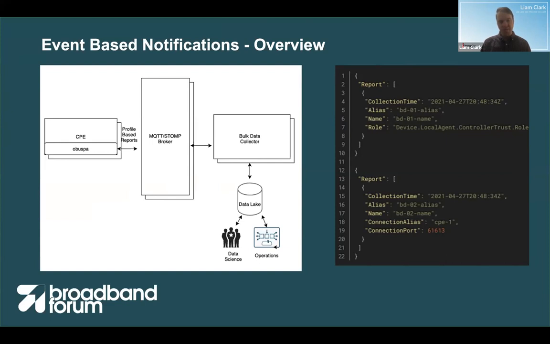Now, as I was mentioning from the bulk data HTTP, you normally would have some sort of HTTP server that would get those requests. From an event-based notifications architecture, like I see here, these push events will be sent to probably a centralized broker, which would be typically either MQTT or STOMP, depending on the implementation that the service provider has. We then have a bulk data collector that will listen on that broker and then can distribute it depending on the service provider's requirements.